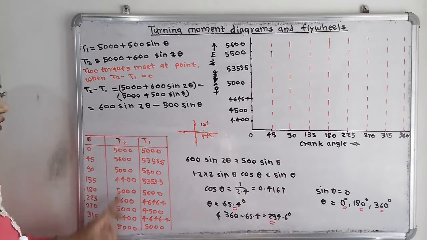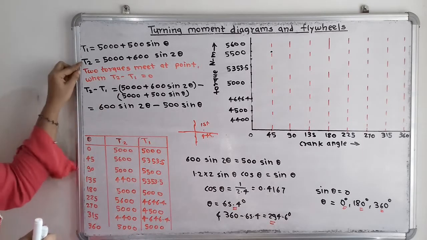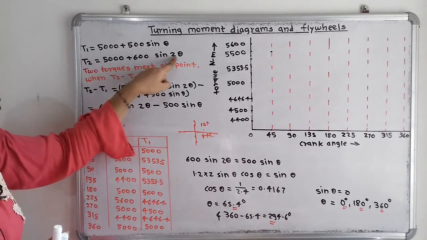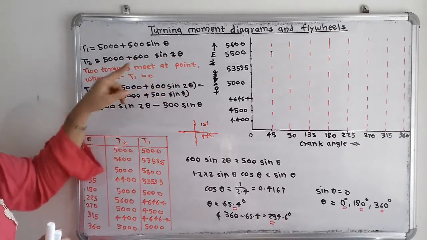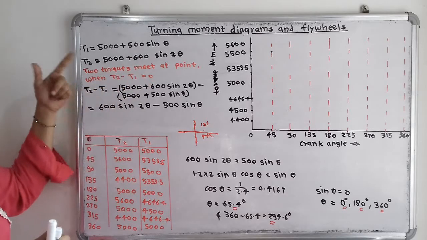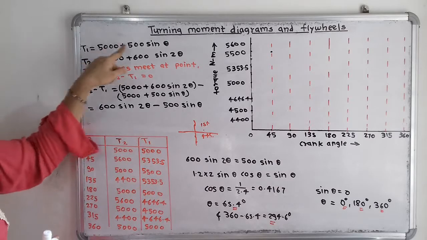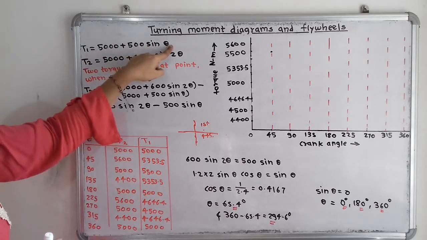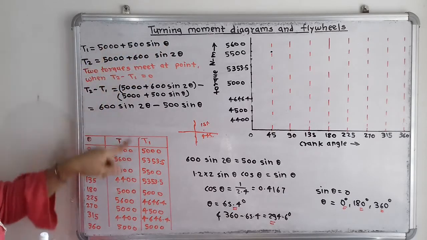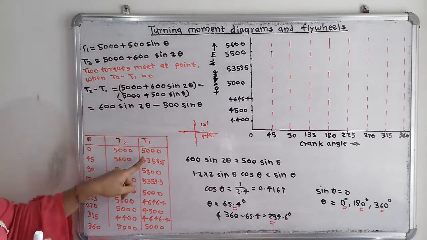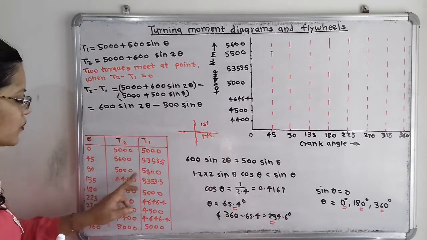Here I have plotted T2 first and then T1. Then for 45 degrees, I take sine of 2 into 45, that is sine of 90. I take that value multiplied by 600 plus 5000, so here it will be 5600. In the case of T1, I take sine of 45 multiplied by 500 plus 5000, so here it is 5353.5. In this way we have to plot all the values.